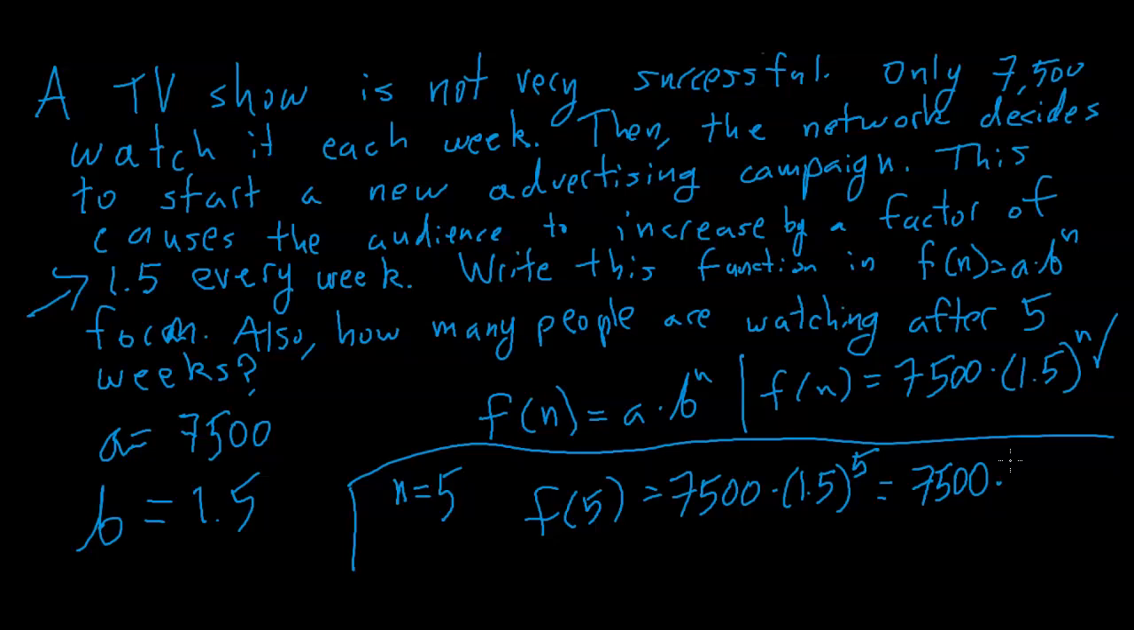Best to use a calculator for that. And we're going to call it, let's round it to 7.6. Okay, let's round that to 7.6. So after 5 weeks of the advertising campaign, our audience has grown by a total factor of 7.6. 7.6 times more people are watching after the 5th week than were watching since this advertising campaign began.